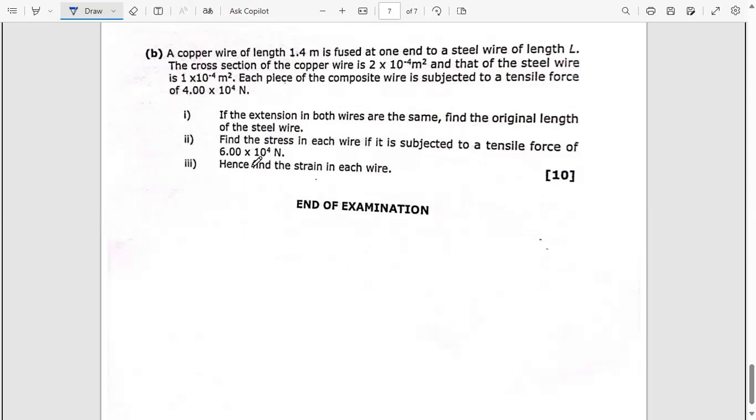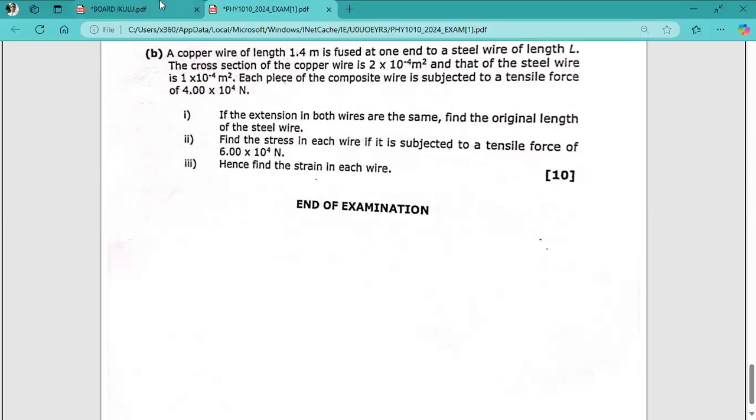So they've told us to say the extension of these wires is the same. And they've given us the copper wire has a length of 1.4 meters. So let's do this. This is question B. Question B like that, they've given us copper wire, so I'll write it as CW has a length of how much? 1.4 meters.